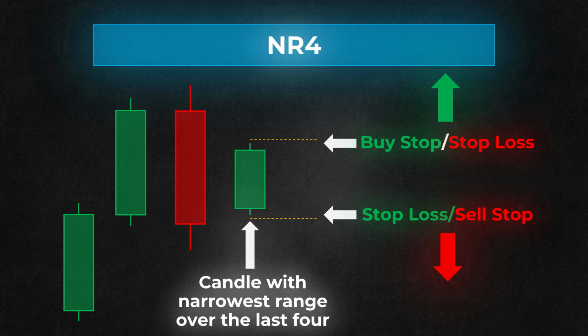This is a bidirectional breakout pattern. A buy stop order can be placed above the high of the NR4 with a stop below its low. At the same time, a sell stop order can be placed below the low with a stop above the high. Ideally, only one of the orders will be triggered, allowing the trader to get into a good trade early on.